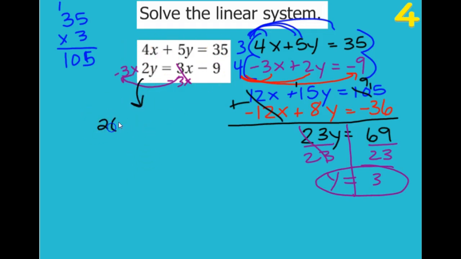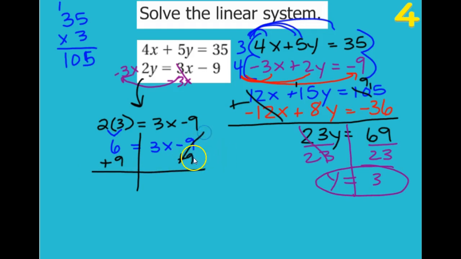So it says 2y, and y is 3, equals 3x minus 9. This one just had smaller numbers to deal with. Well, we know this is just 6. So we need to just solve. First, get rid of your addition or subtraction. So we're going to add 9.